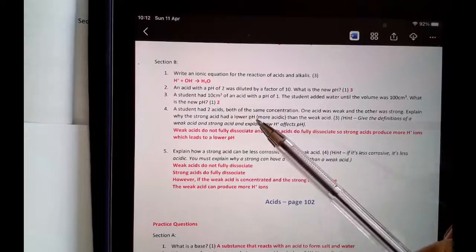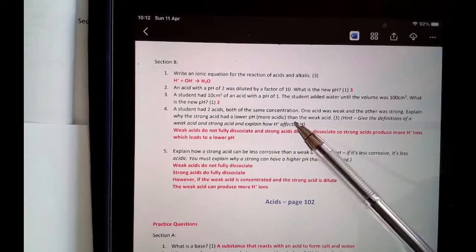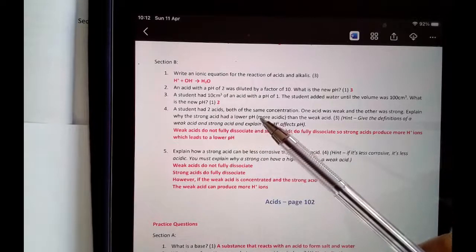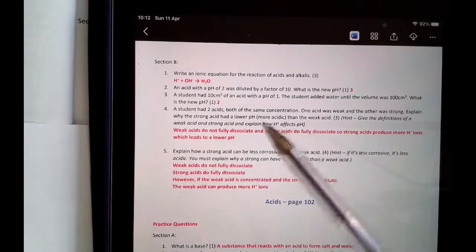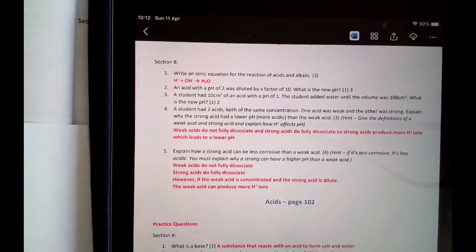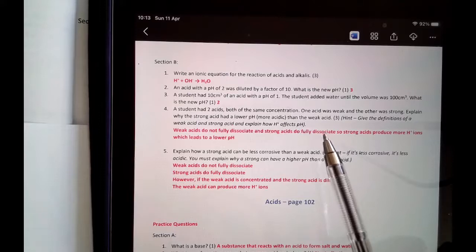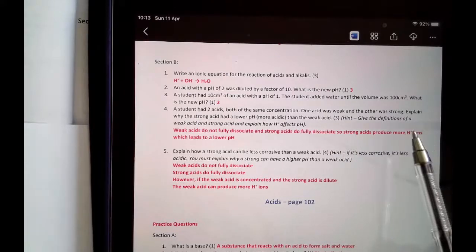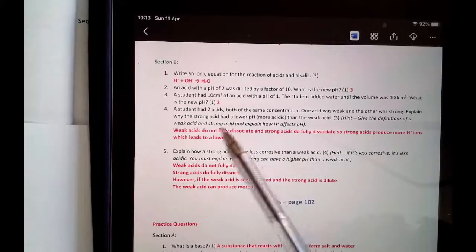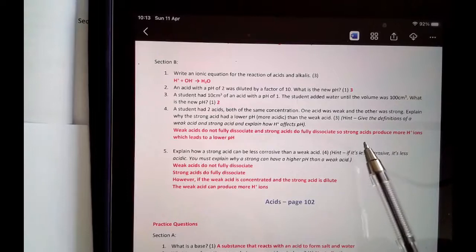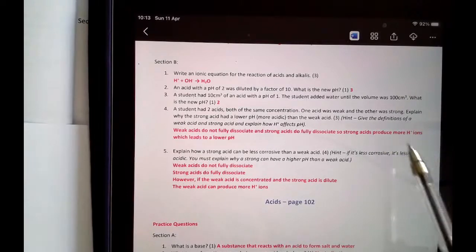A student had 2 acids that have the same concentration. One was weak, one was strong. Why does the strong acid have a lower pH than the weak acid? Again, give the definition of weak and strong. That's going to be your 2 marks. Weak acids do not fully dissociate, strong acids do fully dissociate. That means that strong acids are going to produce more H plus ions and lead to a lower pH. So you get 1 mark for your definition of weak, 1 mark for your definition of strong, and your 3rd mark goes for linking the amount of H plus ions to that pH.